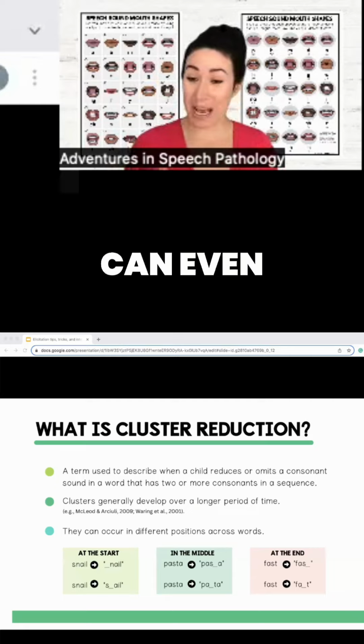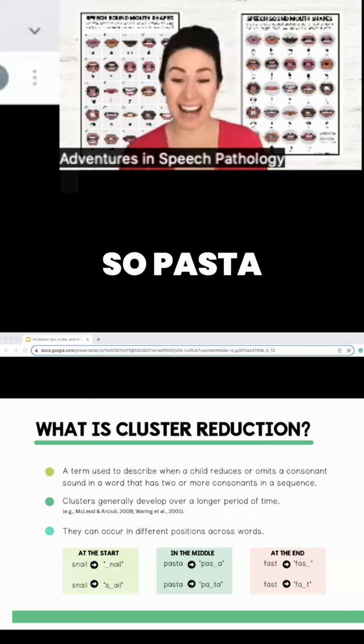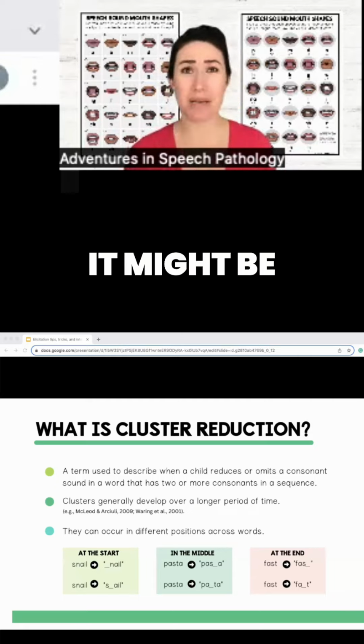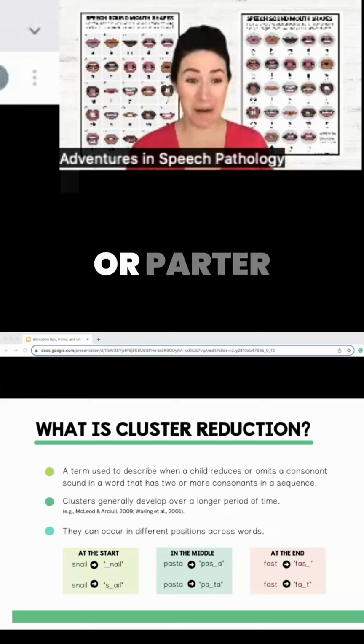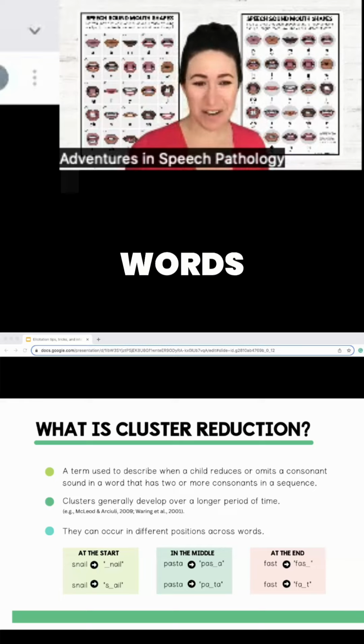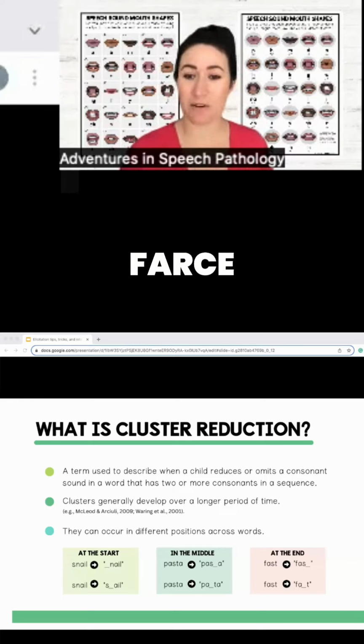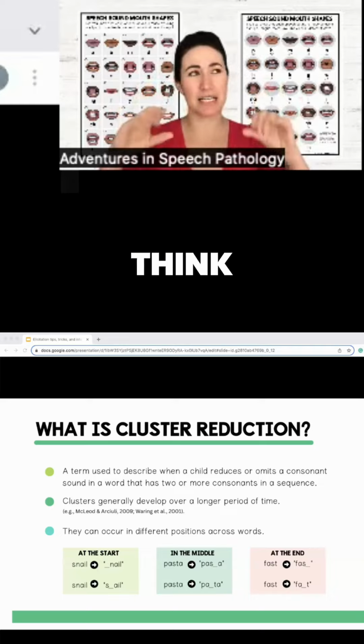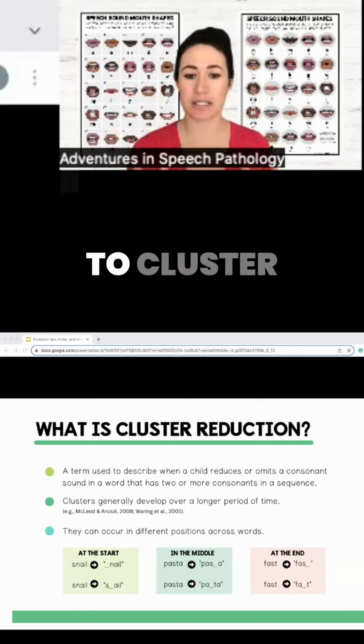Cluster reduction can even happen in the middle of words. So pasta might be produced as pasa or pata. And then at the end of words, children might say farce or fart if they're meaning to say the word fast. So you really have to think a little bit big picture when it comes to cluster reduction.